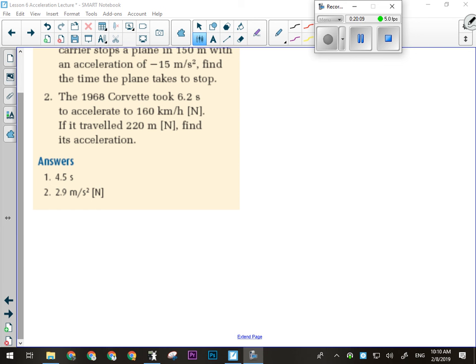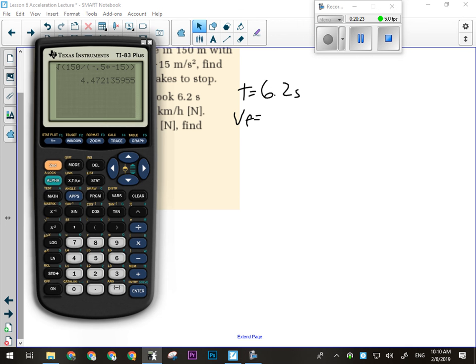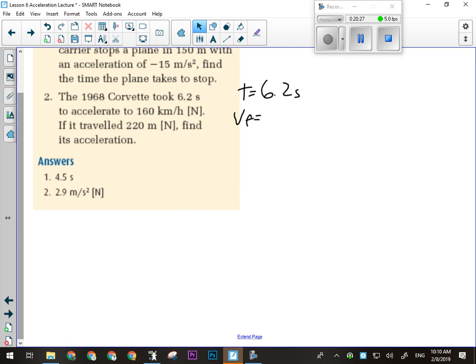Obviously, you can't speed up if your acceleration is negative, so you just have to watch out for that. Here's what we have in this one. We know that the time for this acceleration is 6.2 seconds. We know that the final velocity is 160 kilometers per hour, which we need in meters per second. That's going to be 44.4 repeating meters per second, a positive value.